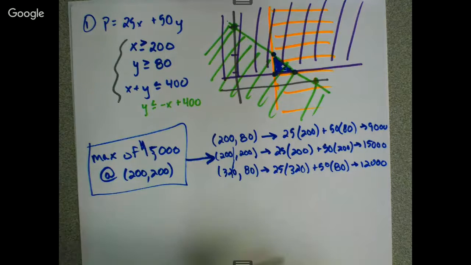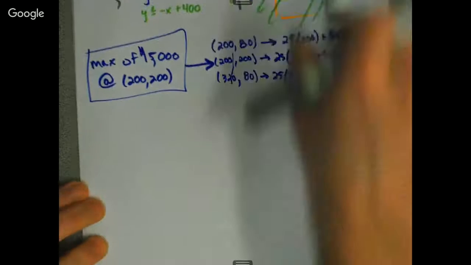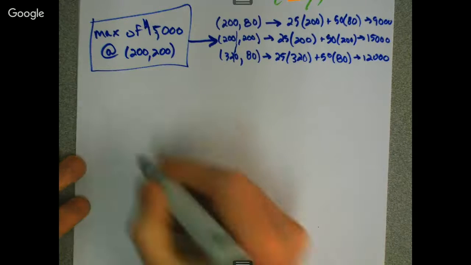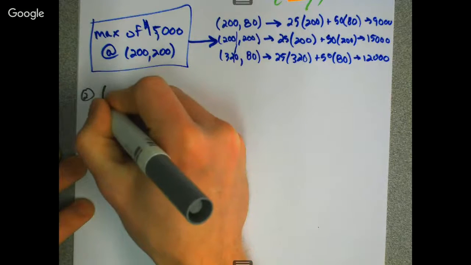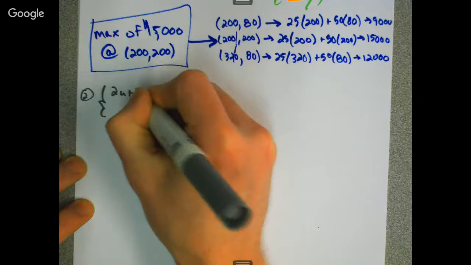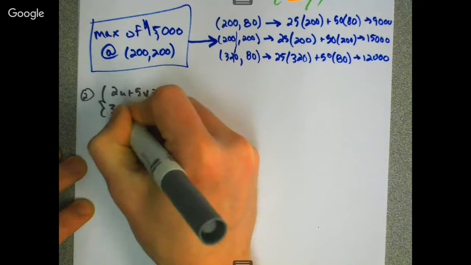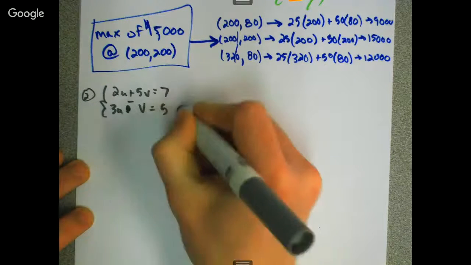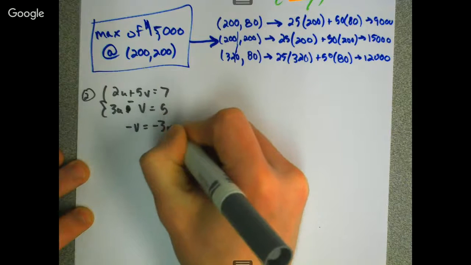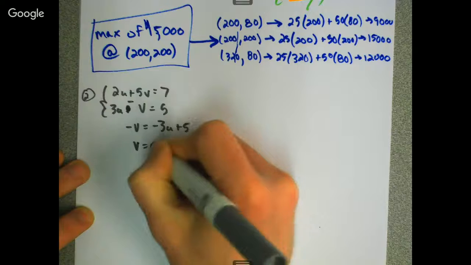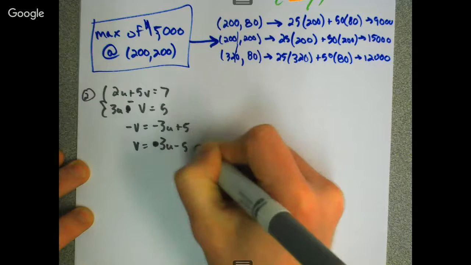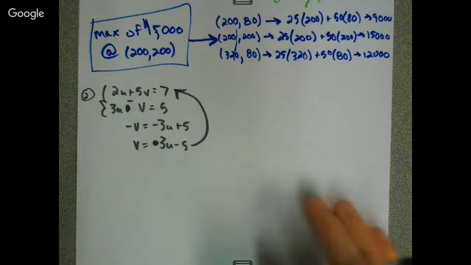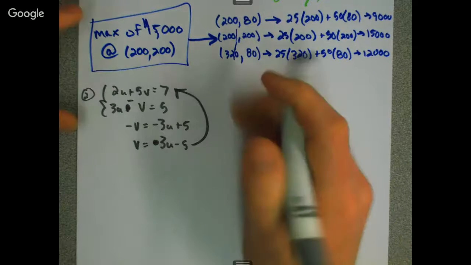All right, so now we'll get into solving some of the systems, which I don't tell you how to do on the review, and I won't tell you how to do it on the test either. So you get to choose how you want to do it. So we have 2u plus 5v equals 7, and 3u minus v equals 5. We'll take this second one and solve it for v. So negative v equals negative 3u plus 5, and then v equals positive 3u minus 5. We'll take that and plug it back into the top equation so that we can solve for u.